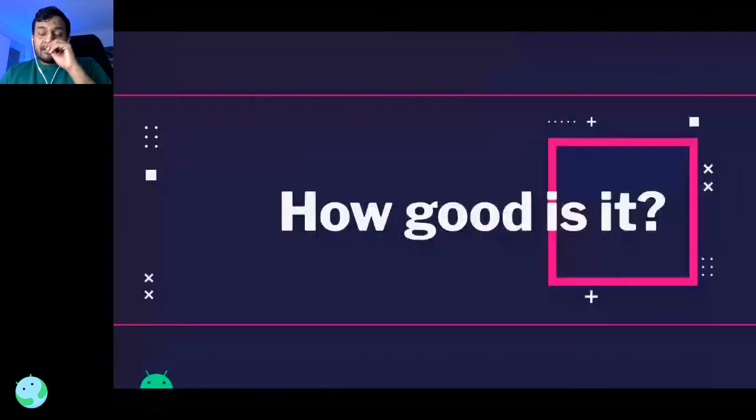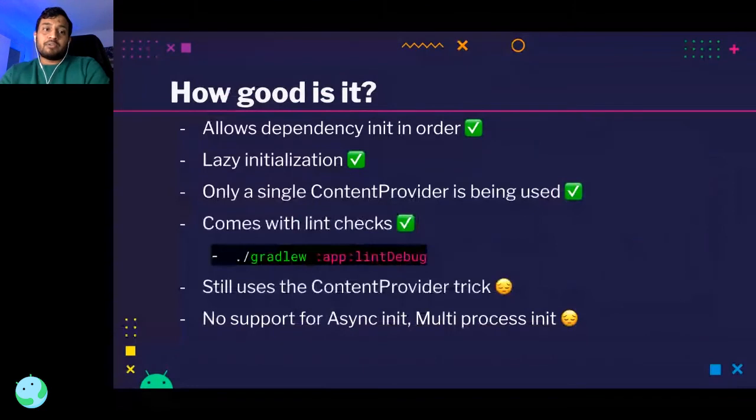Well, in general, we already talked about all of this stuff, but I'm just summarizing it, that it allows you to do the ordered manner of dependency initialization. There's also lazy initialization. Only one single content provider is being used instead of, like, say, multiple of them. You do have access to lint checks also, which will allow you to catch some bugs. The problem, though, is that it still uses the content provider trick. So we haven't got rid of it completely. It is still abusing the trick of using content provider.